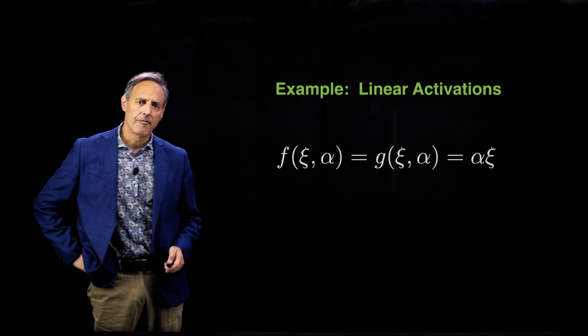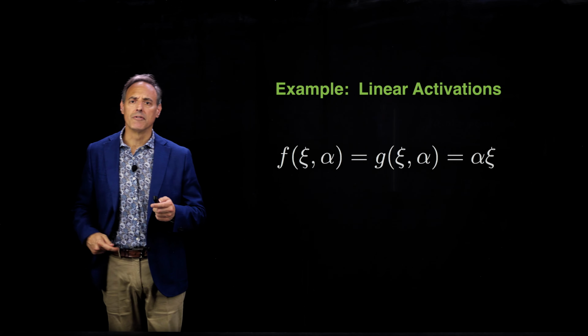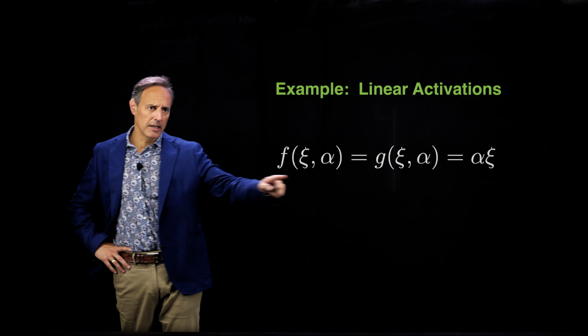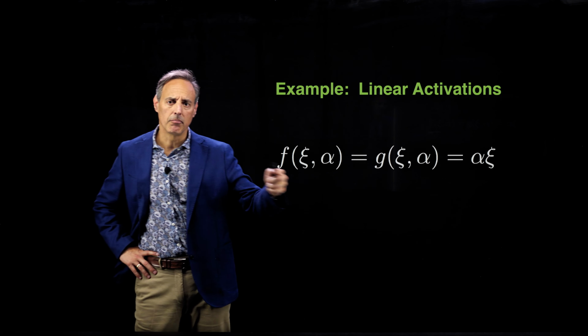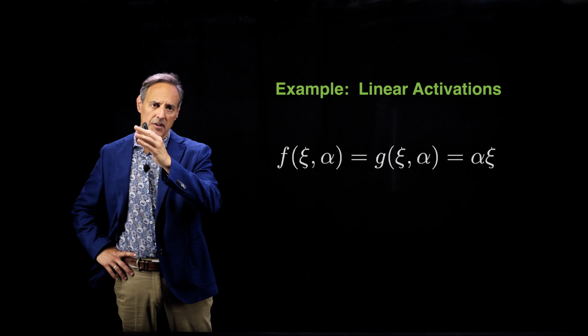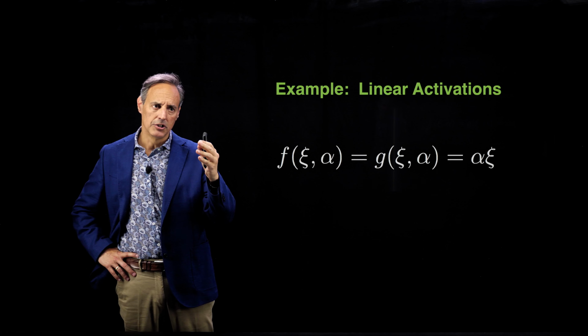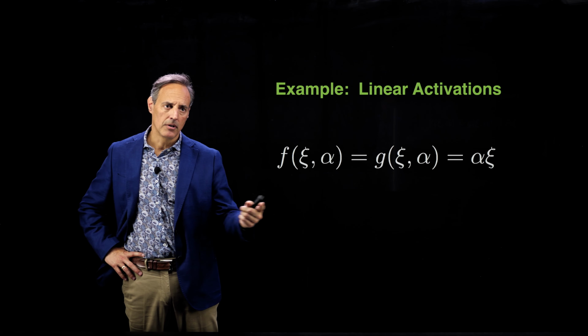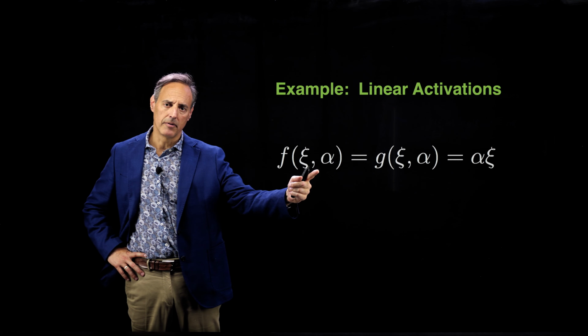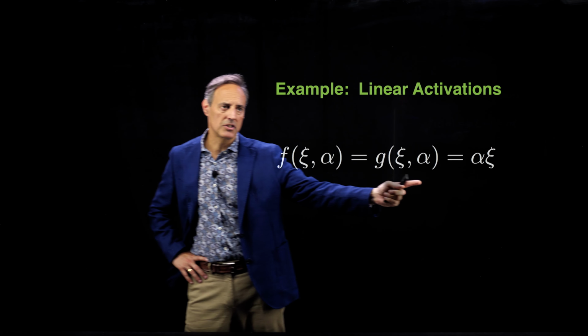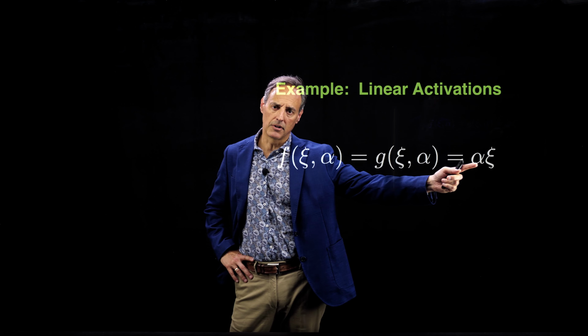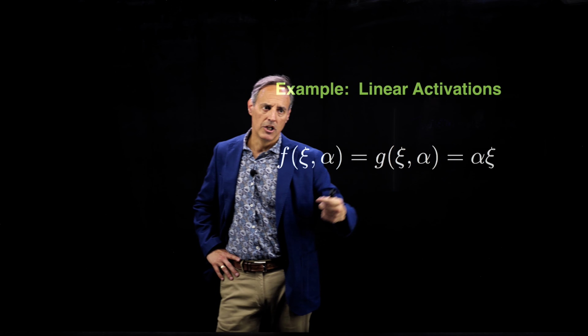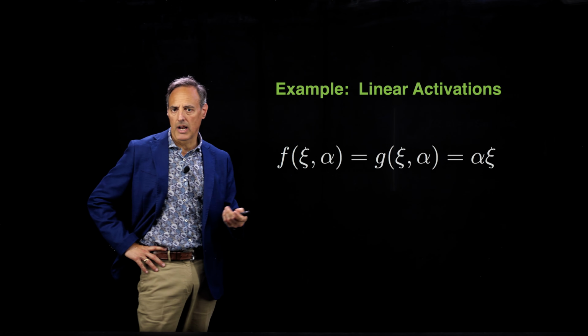So let's consider the following: linear activation functions. We're going to take the f and g. Remember, f goes from the input to the hidden layer, and g goes from the hidden layer to the output. Each has a parameter, a or b. Right now I'm just calling them alpha. So let's suppose these are simply linear activation functions, alpha times c. That's what I have in each layer.